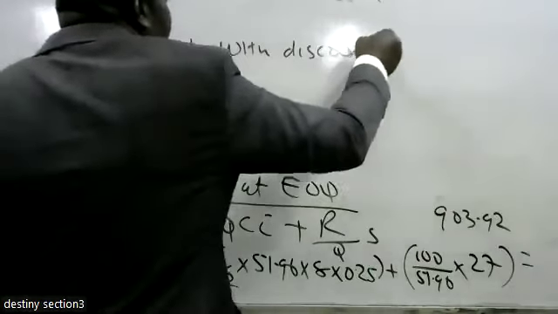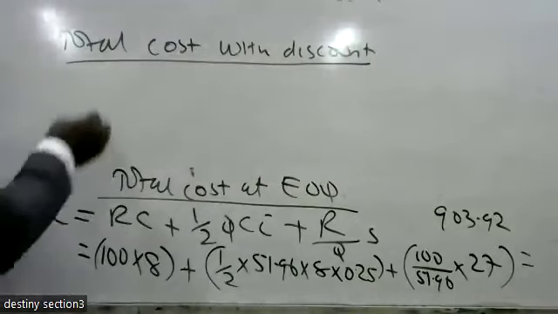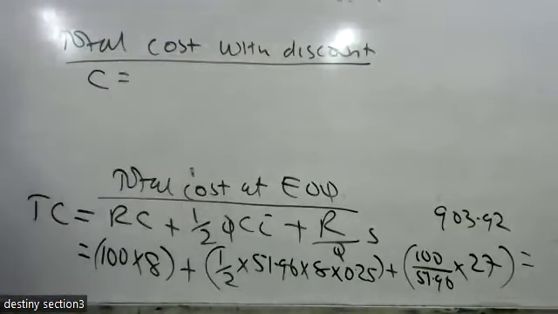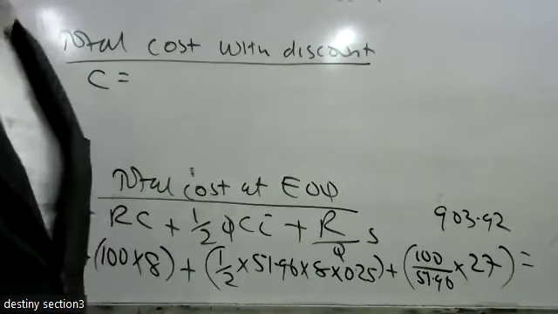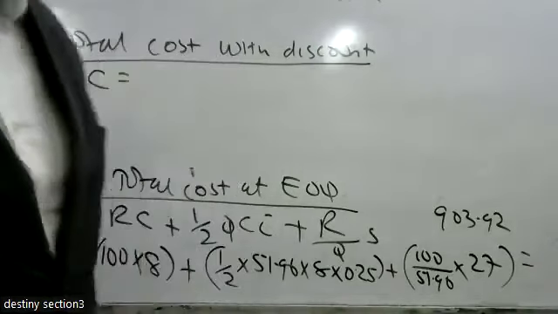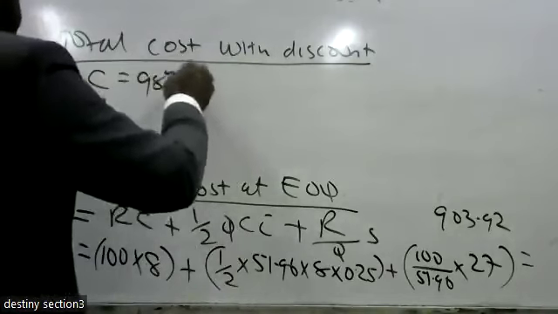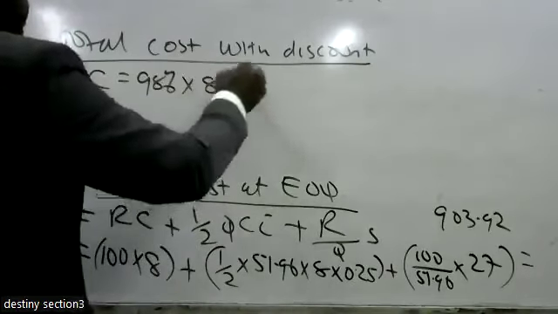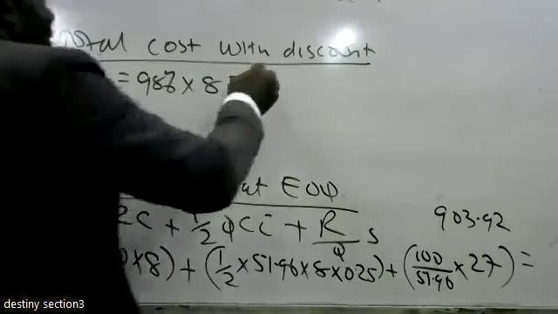So to get the total cost with the discount, we have been given C. The discount rate they have given us what percent? 2%. So when it is 2%, we get 98%, which is supposed to be how much? 7.84.